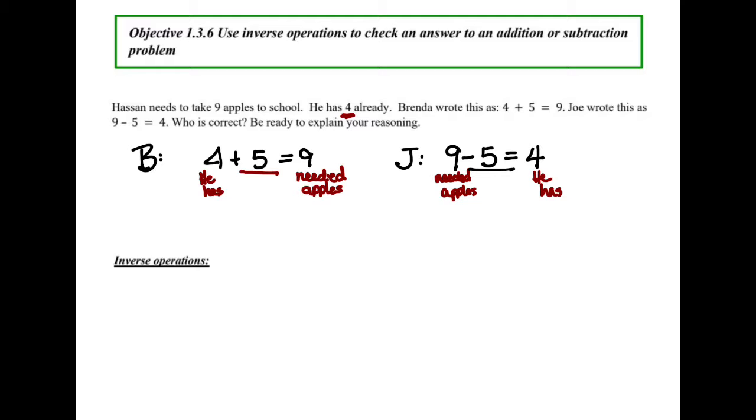So this is showing that add and subtract are opposites. Go this way: 4 plus 5 equals 9. Now we go backwards: 9 minus 4 equals 5. Okay, inverse operations.